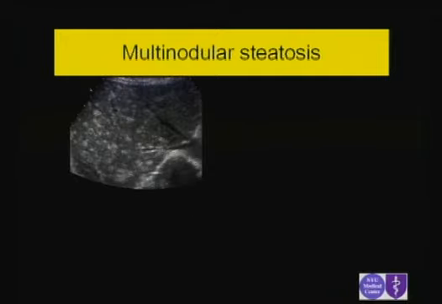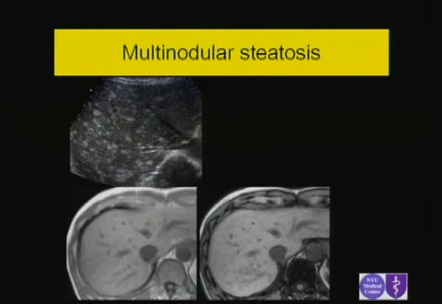From time to time, you're going to see also patients with multinodular steatosis, which is kind of rare but happens, especially in patients with chronic hepatitis C. This patient had abnormal LFTs and had all these innumerable small hyperechoic lesions on ultrasound. And this was worrisome for hemangiomas, for small adenomas, or could be also fat, multinodular fat.